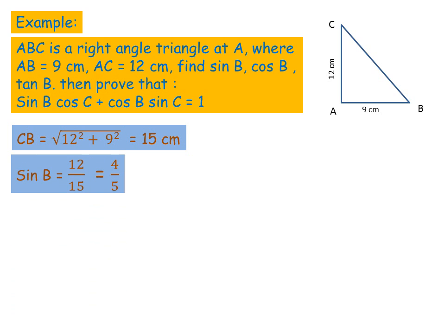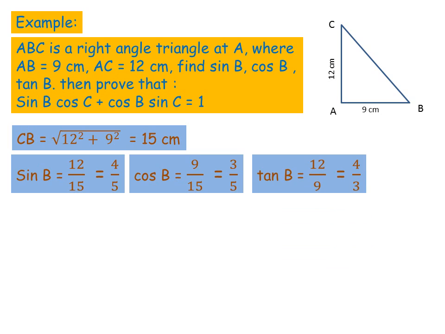So sine B equals opposite over hypotenuse, so 12 over 15, simplified to 4 over 5. And cosine B, which is the adjacent over the hypotenuse for the angle B, equals 9 over 15, simplified to 3 over 5. And finally, tan B is the opposite side over the adjacent side, so it will be 12 over 9, simplified to 4 over 3. So it's so easy, so direct, to calculate the ratios of any angle in a right angle triangle.